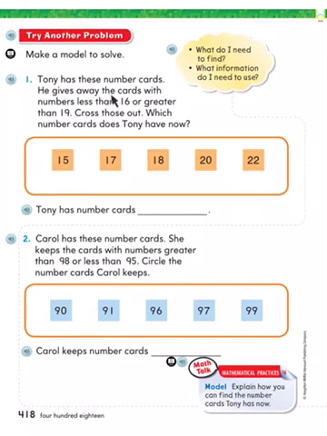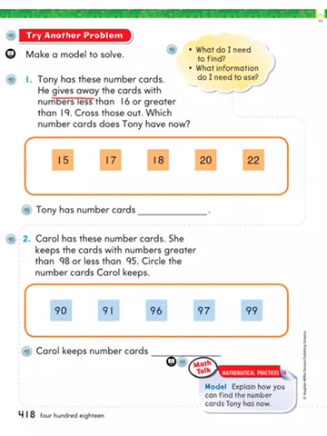He gives away the cards with numbers less than 16 or greater than 19. Cross those out. Which number cards does Tony have now? This is very similar to the example I just showed you on the previous page. So, some of the important information that we see, we know that he gives away cards.